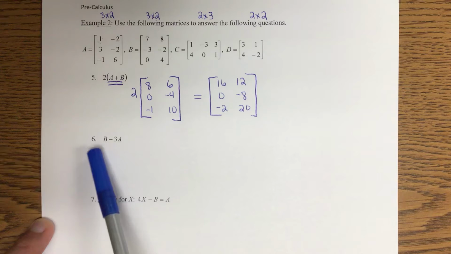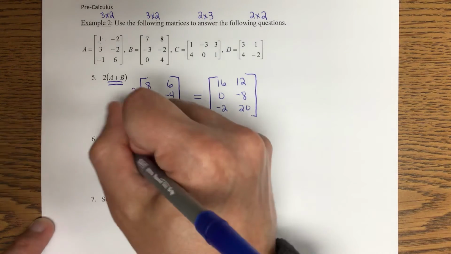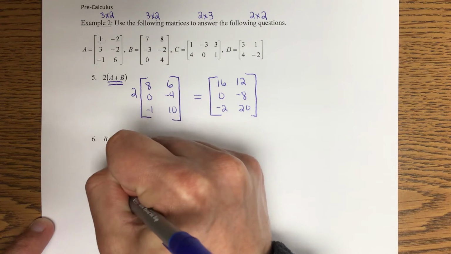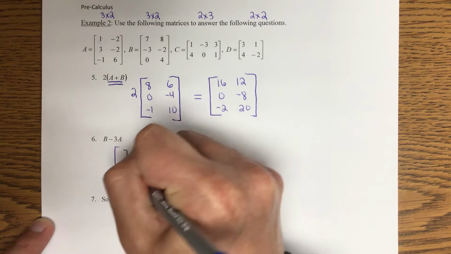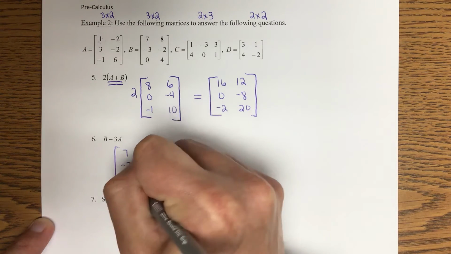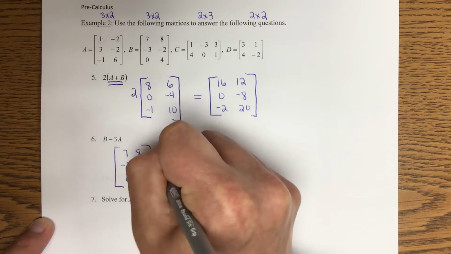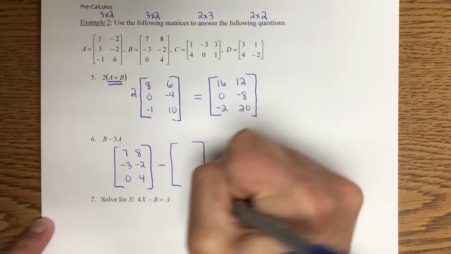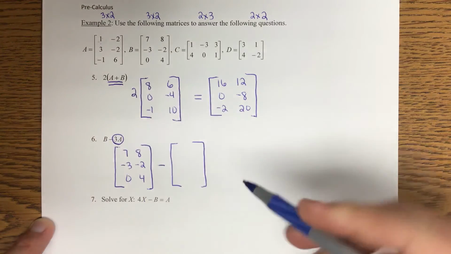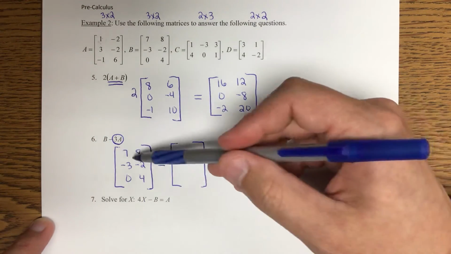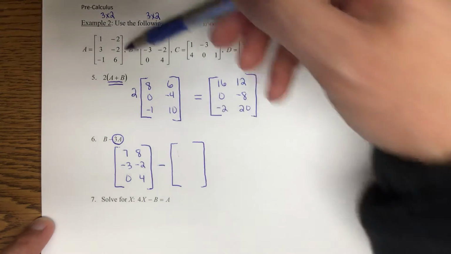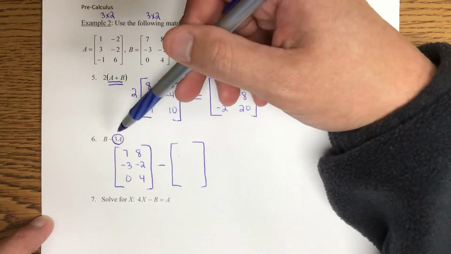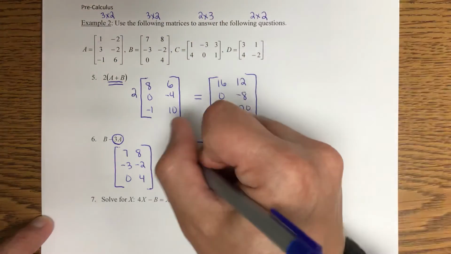Number 6, it says B minus 3A. Okay, so I've got matrix B. Here it is. And I want to subtract 3 times A. Well, I don't know what 3 times A is, so I'm going to put that result here, and then I'm just going to subtract these 2 answers. So I'm going to go up to matrix A, multiply everything by 3.